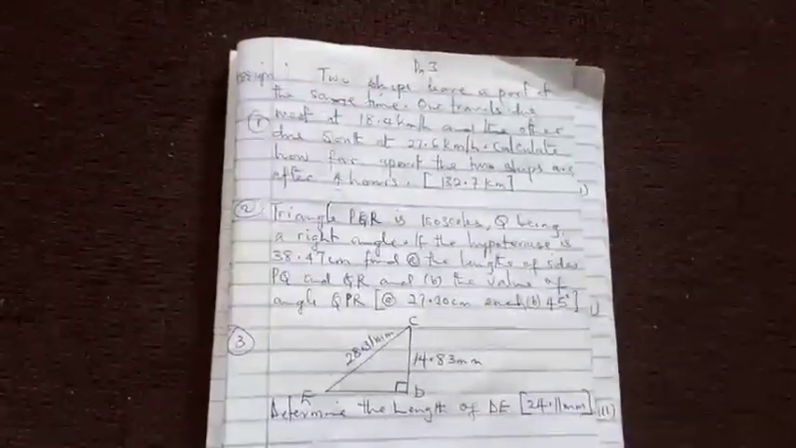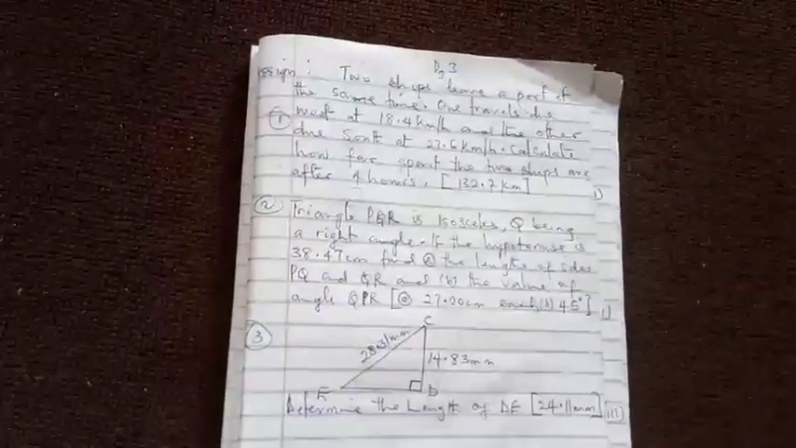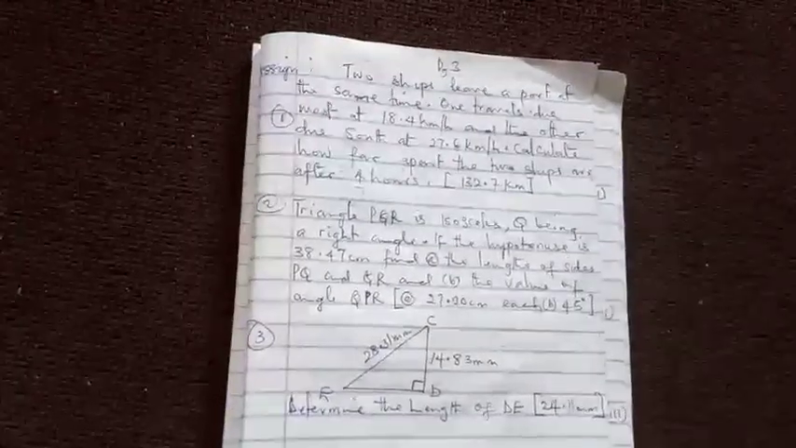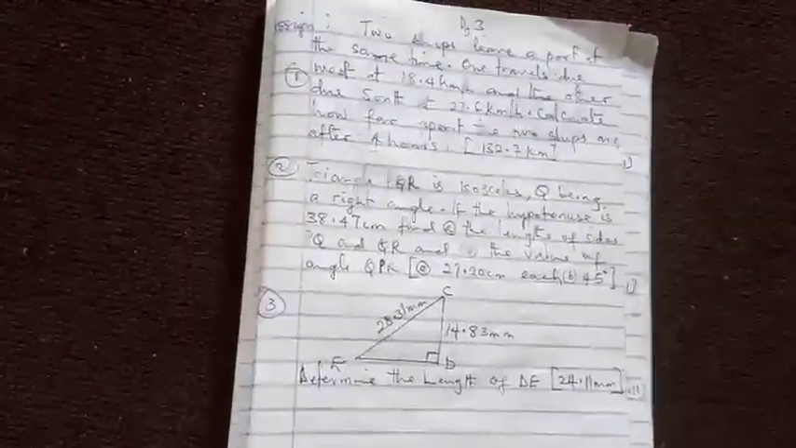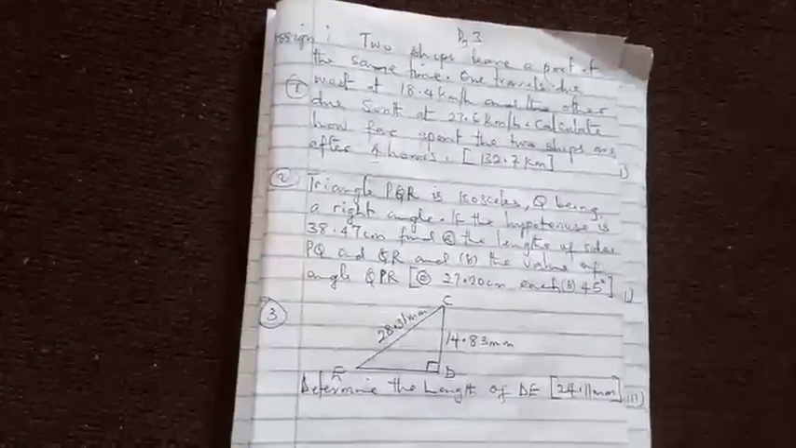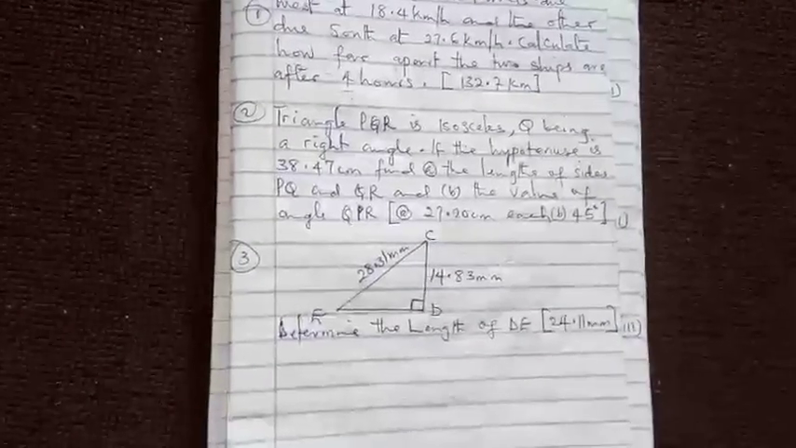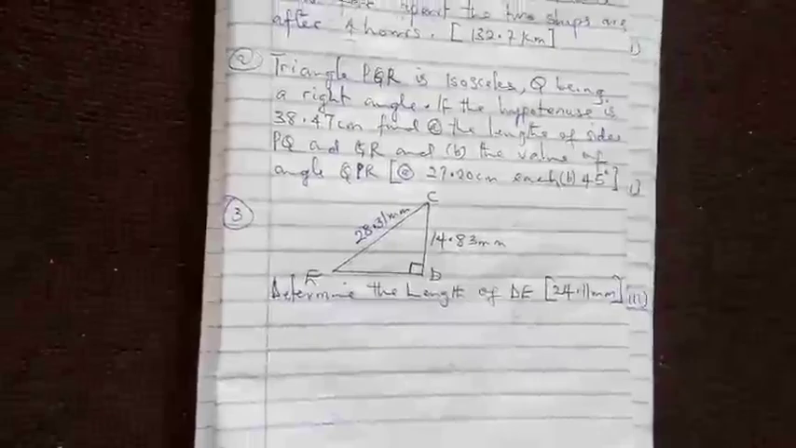2. Triangle PQR is isosceles, Q being a right angle. If the hypotenuse is 38.47 cm, find A, the length of sides PQ and QR, and B, the value of angle QPR. The solution: 27.20 cm for A, and for B, the angle is 45 degrees. Then you have to determine the length of DE in the diagram for question 3.